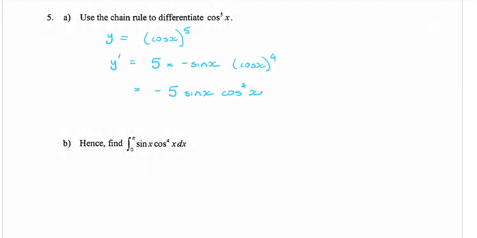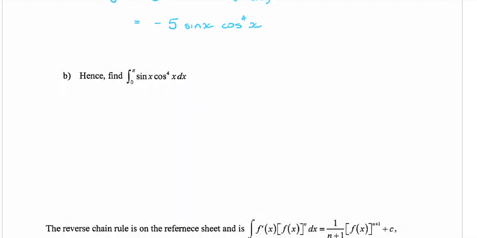Hence, find the integral, and here's the sine x cos to the power of 4x. That's, without the minus 5, this part. Okay? So normally we wouldn't know how to integrate that without doing some other fancy techniques. But if I've just differentiated it, if I can get the minus 5 in front, then I can reverse it back to what it was before.